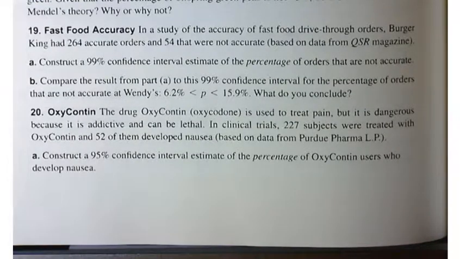So the drug OxyContin is used to treat pain, but it's dangerous because it's addictive and can be lethal. In trials, 227 subjects were treated with OxyContin, and 52 of them developed nausea. Construct a 95% confidence interval estimate of the percentage of OxyContin users who develop nausea.